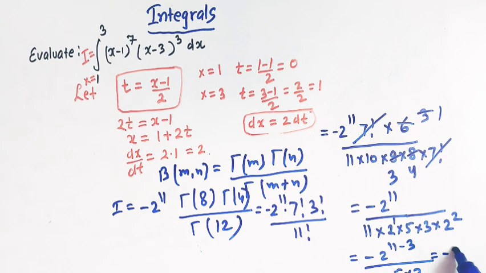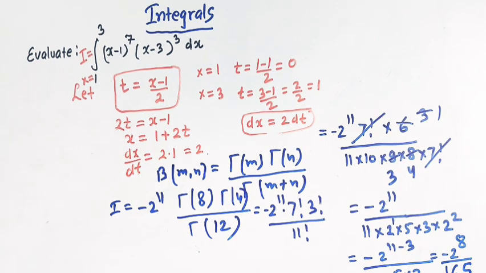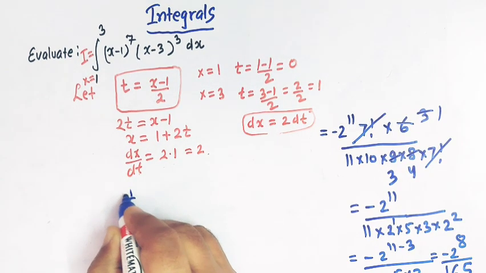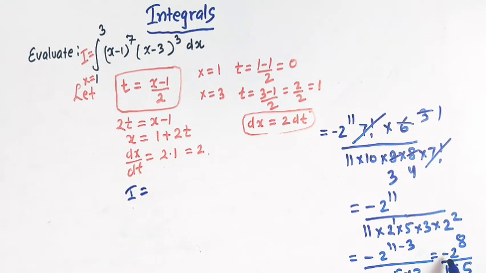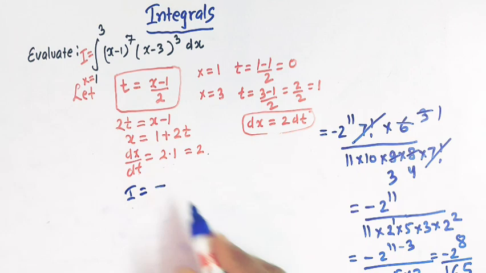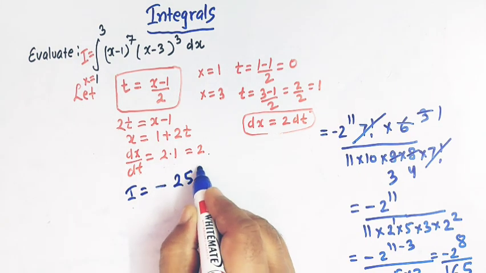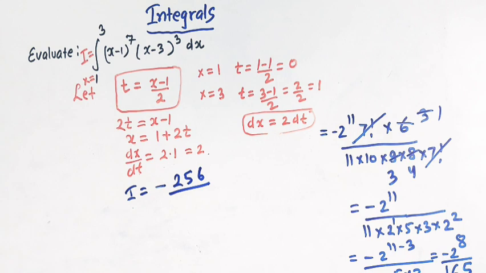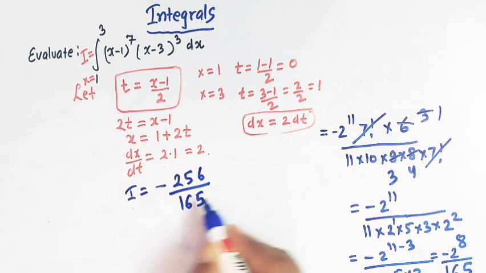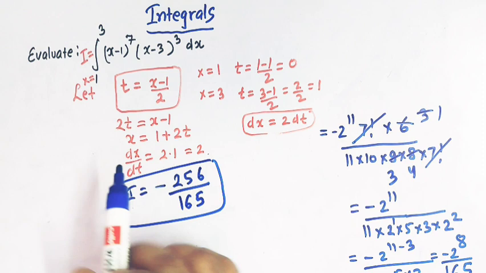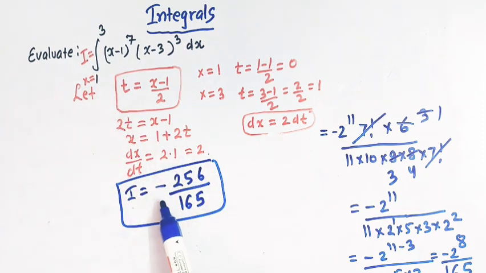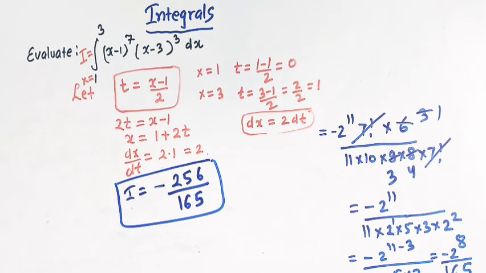So this is minus 2 raised to 8. And here we have 5 3s are 15. 15 times 11 is 165, right? So now the value of this integral I is equal to minus 2 raised to 8, which is 256, and in the denominator we have 165, right? So viewers, the value of this integral is equal to minus 256 divided by 165, right?